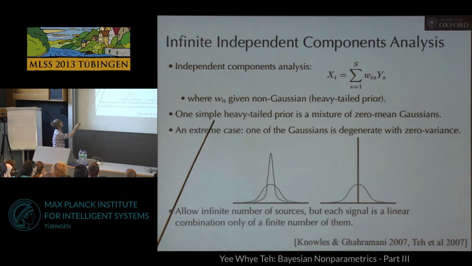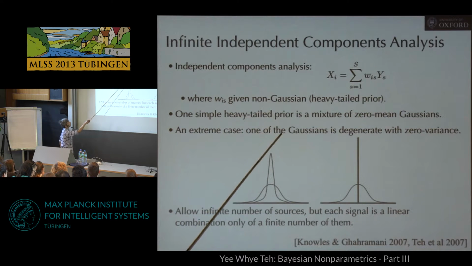In ICA, it's very important that the coefficients are given non-Gaussian, and typically heavy-tailed, priors. If you have Gaussian priors, then you can easily see that it's invariant to rotation, which means that you cannot actually recover the sources from your signals in an effective manner. But if it's non-Gaussian, you could actually do it. One very simple heavy-tailed prior is a mixture of Gaussians, each of which has zero mean but different variances. If you have two different Gaussians like this, it will have a heavier tail than one single Gaussian.